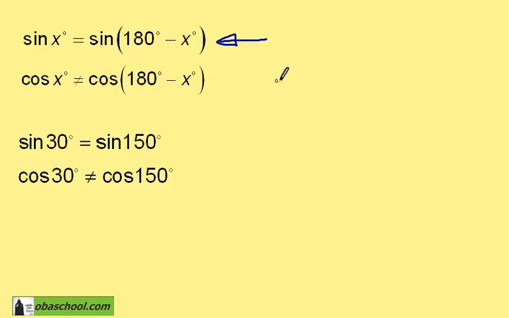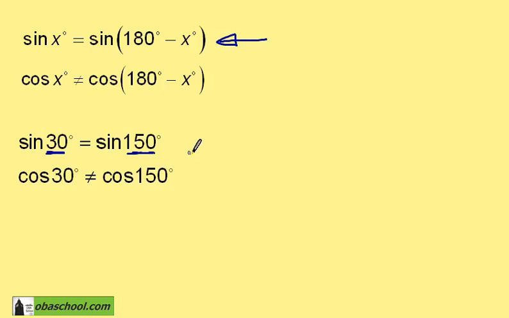If x is an angle between 0 and 90, then the sine of x is the same as the sine of 180 degrees minus x. An example would be that the sine of 30 degrees is equal to the sine of 150 degrees, and of course 150 is equal to 180 take away 30. You could try this on your calculator to see that it's true.